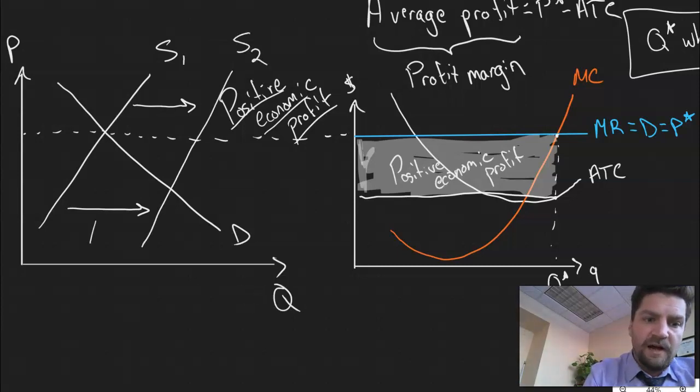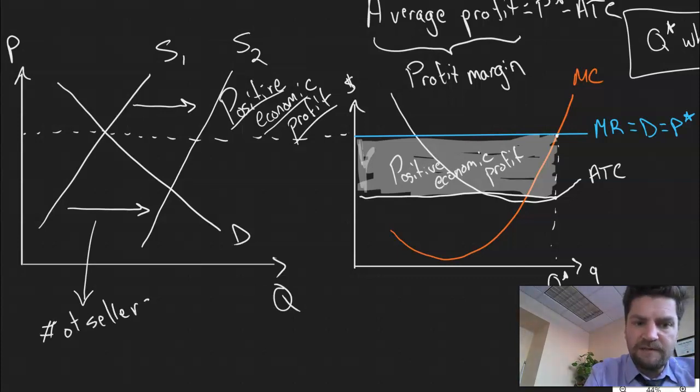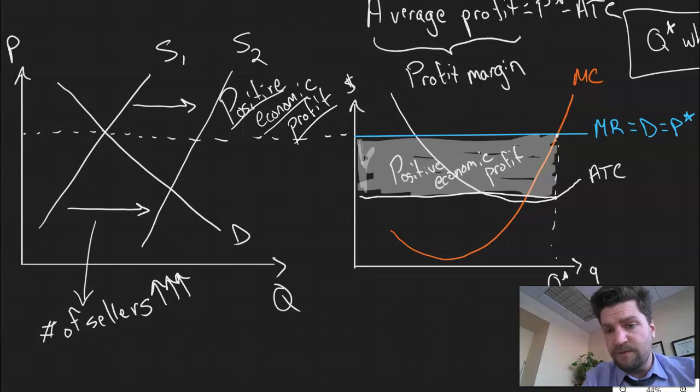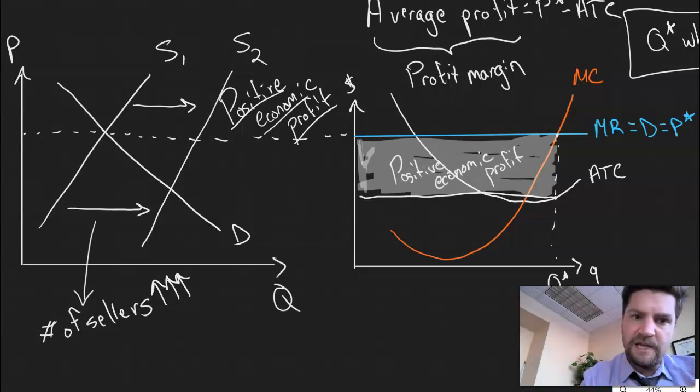And the reason why there's a shift outwards in the supply curve is because the number of sellers, one of our determinants of supply, has increased. And the reason why the number of sellers increases is because there's positive economic profit, there's free information, and there's free entry and exit. But what is this going to do to the equilibrium price? This is going to lower the equilibrium price until it is down here.